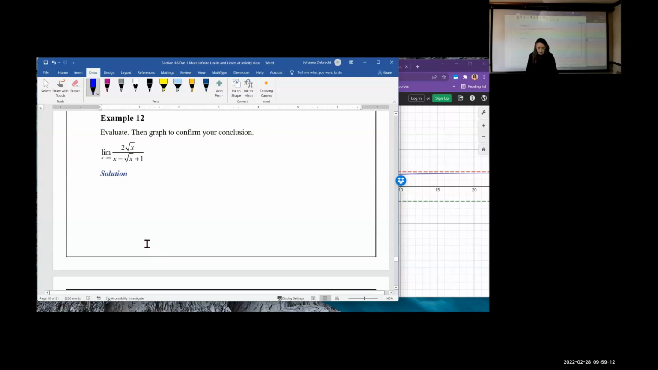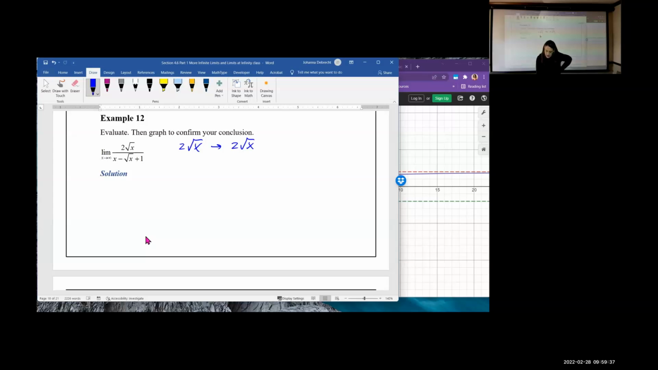Let's look at one that's got a double radical. So we've got two radicals here: 2 square root of x over x minus square root of x plus 1. Always look for the highest degree term. So the highest degree term is going to be 2 square root of x on the numerator, which is going to approach 2 square root of x.